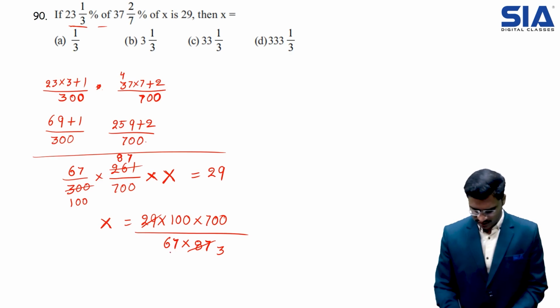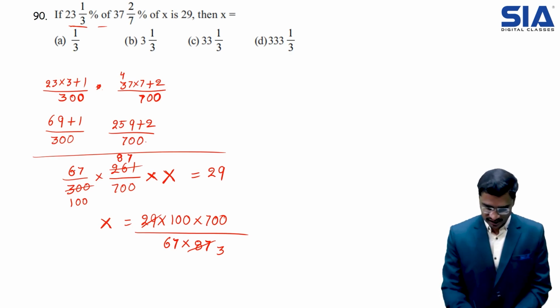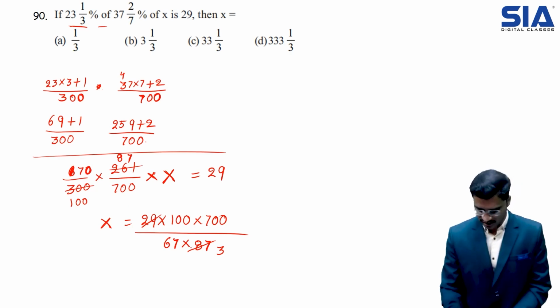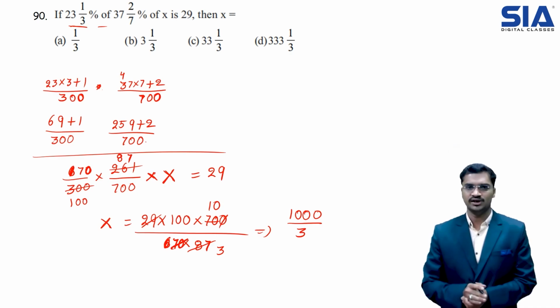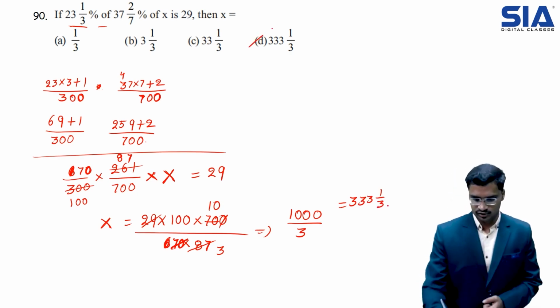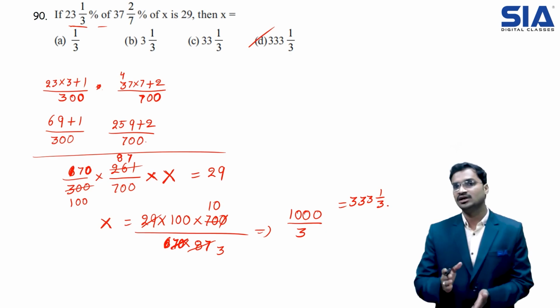Am I getting any cancellation values? So 67 by 69. Sorry, here 70. Sorry, the value should be 70. 69 plus 1 is 70. So here the value should be 70. So 0 0 gets cancelled. 7 10s are 70. So the value of x is nothing but 1000 divided by 3. The value of x is 1000 divided by 3. So 1000 divided by 3 gives me an answer of 333 1 by 3 or 333.33. So our answer is option D, which is 333 1 by 3.